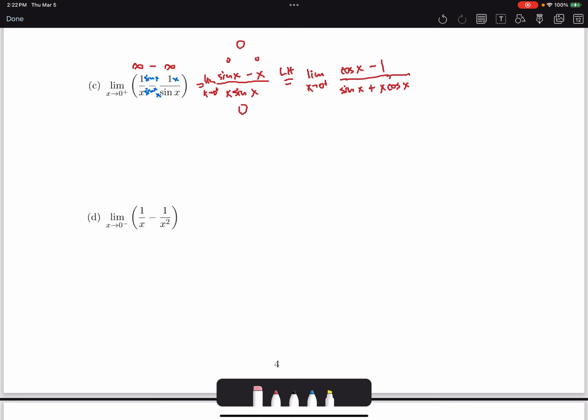Maybe it's useful, maybe it's not. Let's see. Okay, so derivative of cosine x is negative sine x. Derivative of negative 1 is just 0, so I'll leave that off. Derivative of sine x is cosine x. And the derivative of x cosine x. Okay, we'll need the product rule. So it's the derivative of the first times the second plus the first times the derivative of the second.